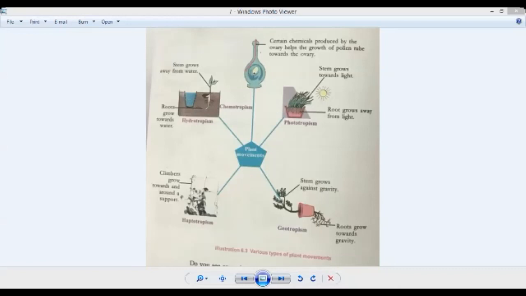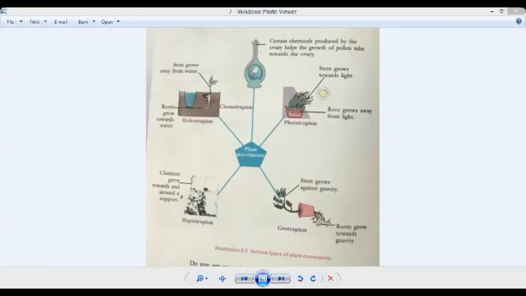The last one is geotropism. Geotropism means the stem grows against gravity, roots grow towards gravity. Always the root is growing downward, that is towards the gravity. Always the stem will grow upward against the gravity. So that is geotropism. Is it clear for you?